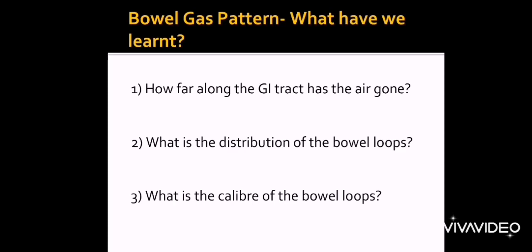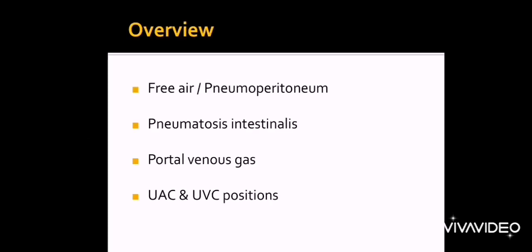So we were looking at the bowel gas pattern, how far along the GI tract the air had gone, what was the distribution of the bowel loops, and then what was the calibre of the bowel loops. So if you haven't done that, go and look at it and then come back to this one. We're just going to move on with this.